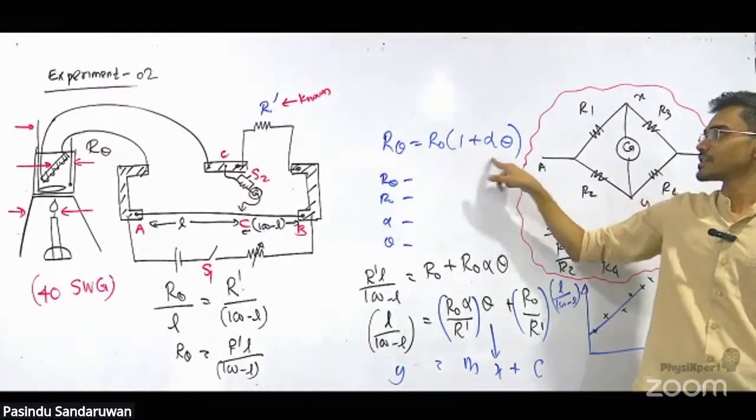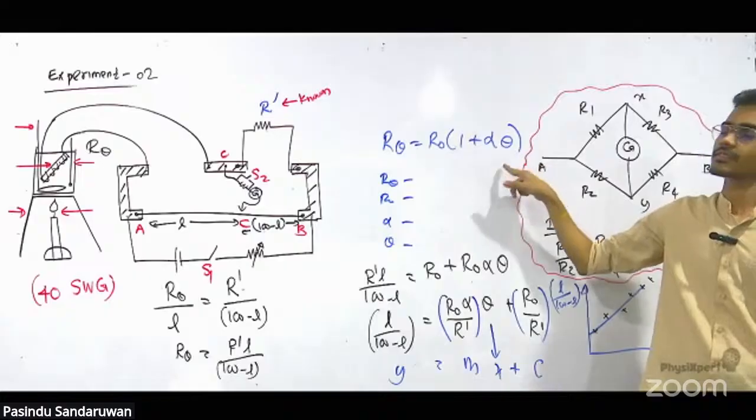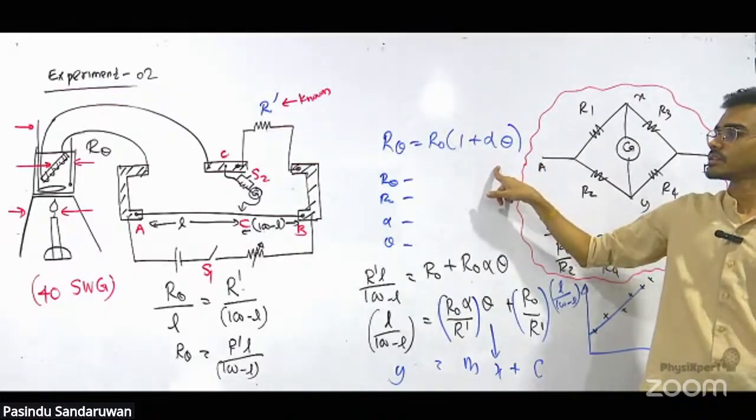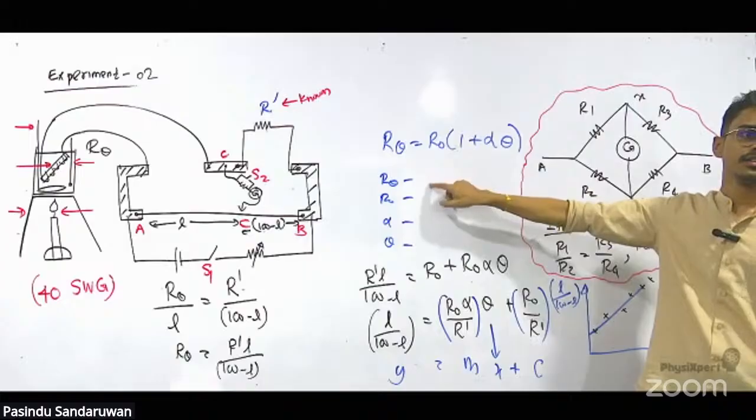R equals R naught (1 plus alpha theta). Right? Introduce the terms.